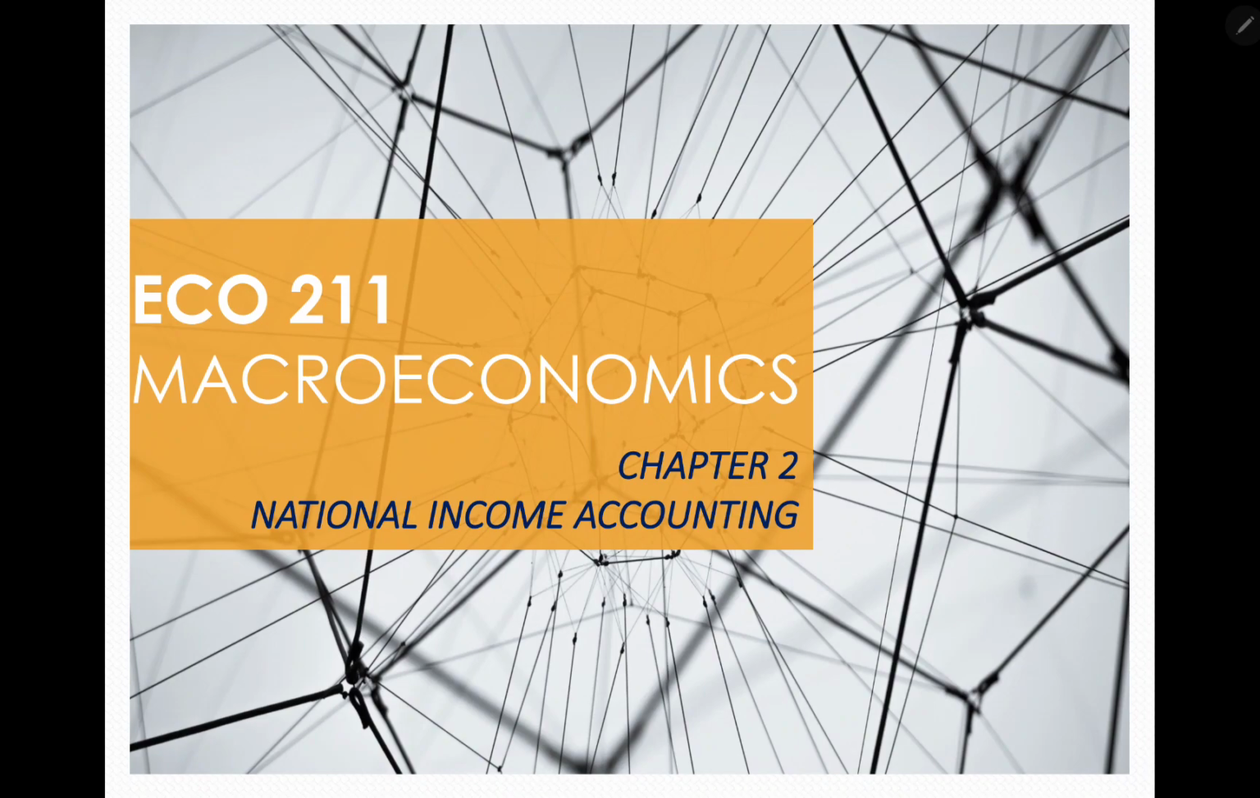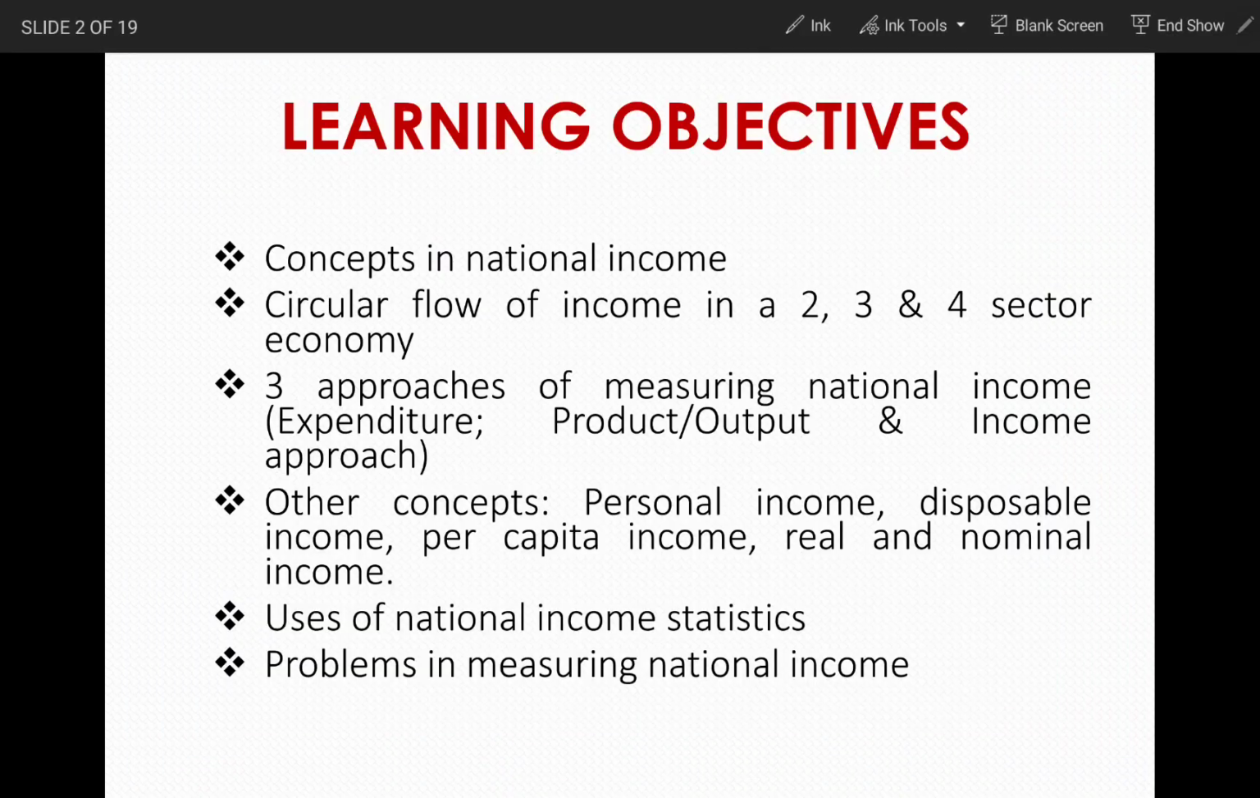So basically in this chapter you will learn about the concept of national income together with the calculation of national income using 3 different approaches. So this is the learning objective. You will learn on the concept of national income, but before that we will cover on the circular flow of income in 2, 3 and 4 sector economy.